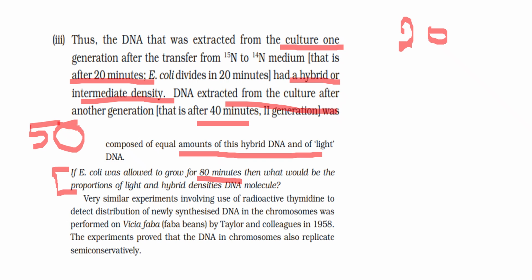Very similar experiments were also done by Taylor and his colleagues. You have to remember the year 1958. They used radioactive thymidine to detect the distribution of newly synthesized DNA in the chromosomes of Vicia faba, that is, faba beans. They also proved that the DNA in chromosomes also replicates semi-conservatively.